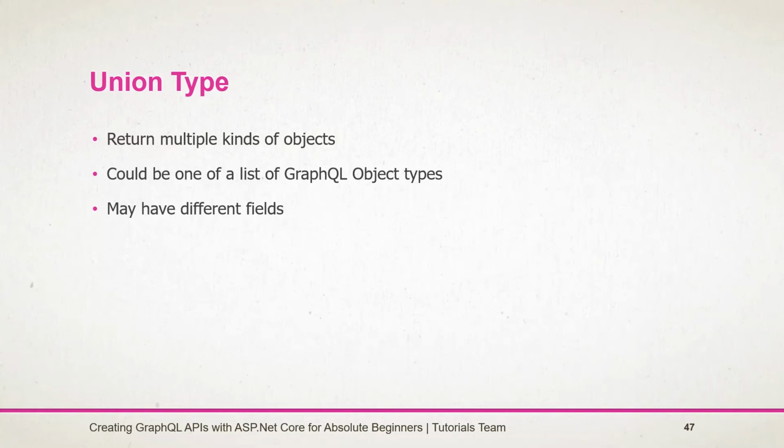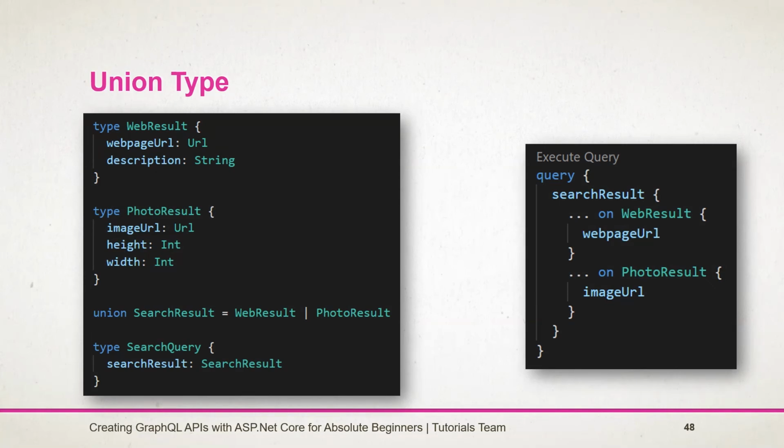Unions do not define any fields, so no field may be queried on this type. To query a field on a union, an inline fragment must be used. To define a union, we need to use the union keyword and separate each kind of type by the pipe sign. Here is an example of the union type.